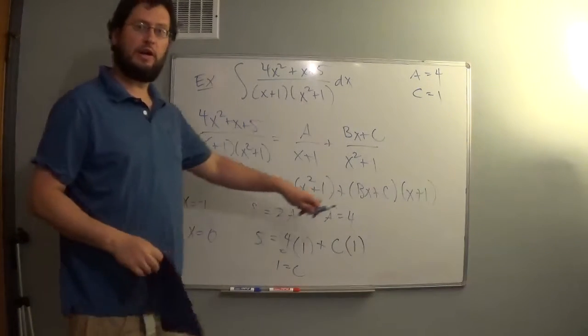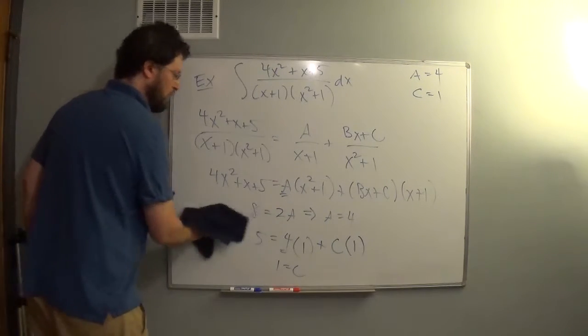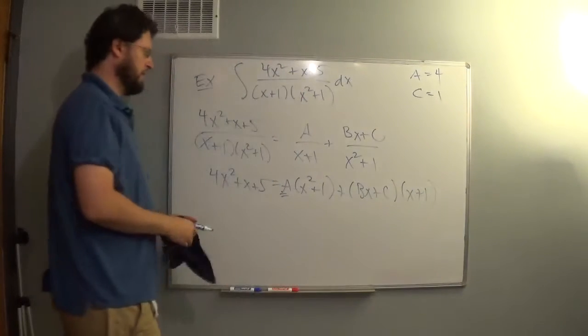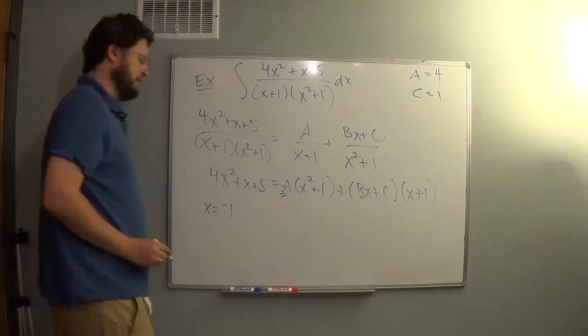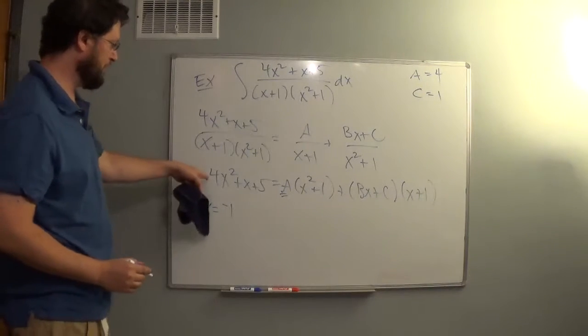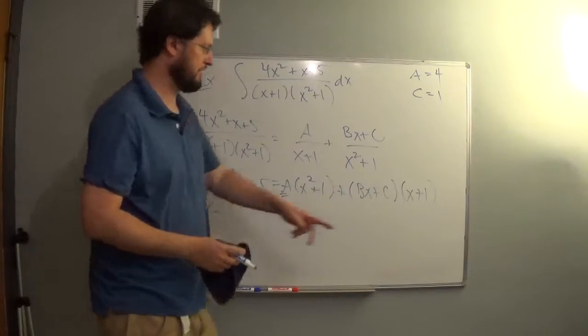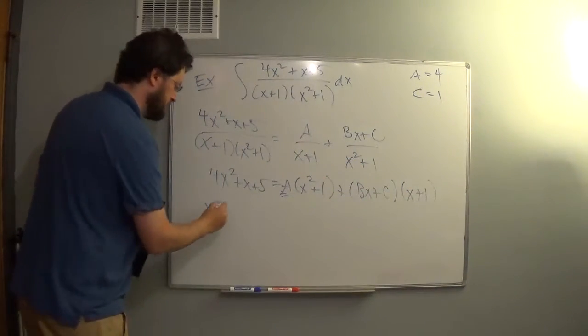We still need to figure out what B is. There's one last requirement. We've got to plug in one other number. Again, any number at all will work. So we're just going to plug x equal to negative 1 in. If I plug x equal to negative 1 in, I get 4 minus 1 is 3. Sorry, we don't want to plug x equal to negative 1. We already chose that. Let's plug x equal to positive 1.